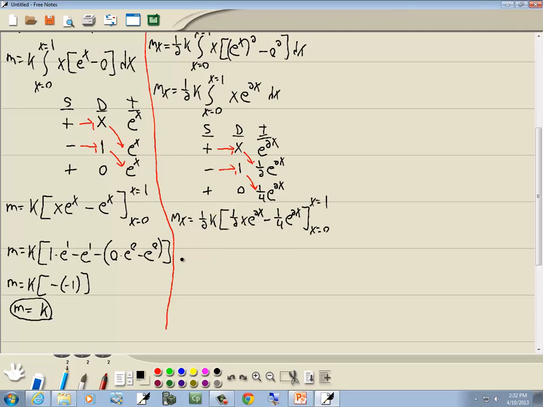We're ready to plug in those numbers. So we've got 1/2 k there. We'll plug 1 in for x. So we've got 1/2 times 1, e to the 2 times 1, minus 1/4 e to the 2 times 1, minus, and then we'll plug 0 in for x. So I got 1/2 times 0 e to the 2 times 0, minus 1/4 e to the 2 times 0.